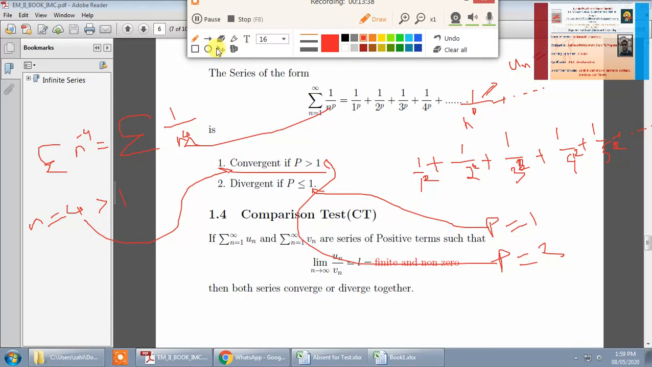So that is regarding your p-series. Note that the p-series is nothing but summation n from 1 to infinity of 1 upon n raised to p. If p is strictly greater than 1, it converges, and if it is strictly less than 1, it diverges. That's all.